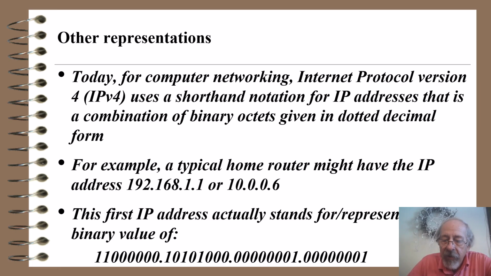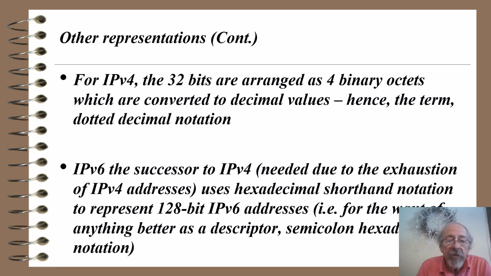Well, the shorthand notation. If I was to call you up and say, I'm going to give you an IP address, it's going to be 32 binary bits, you would try to hold me up and say, wait till I get a pencil and paper. And even if you had a pencil and paper and I started rattling them off, we would be prone to making an error possibly. And you might have to ask me to repeat it over and over again. Whereas if I tell you it's 192.168.1.1, you can write that down and then convert it later on without too much difficulty. For IP version 4, the 32 bits are arranged as 4 binary octets, which are converted to decimal values. Hence, we use the term dotted decimal notation.